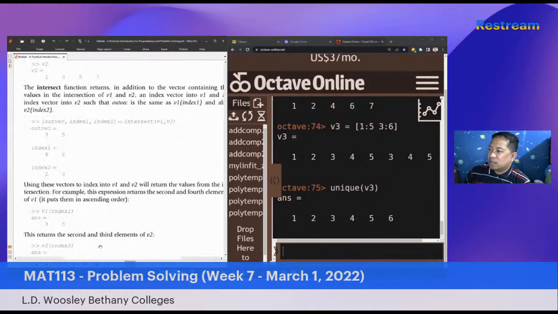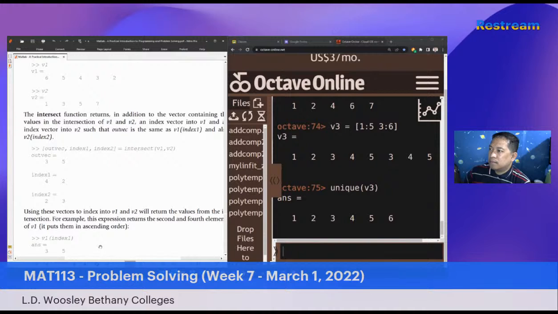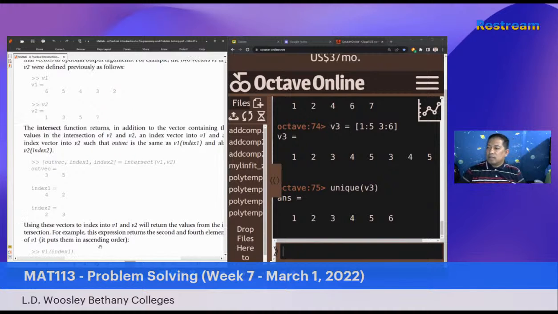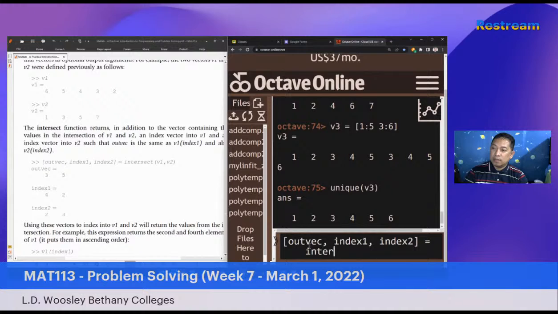So if we go back to the intersect command, wherein there is a variable out vector, that is equivalent to intersect.